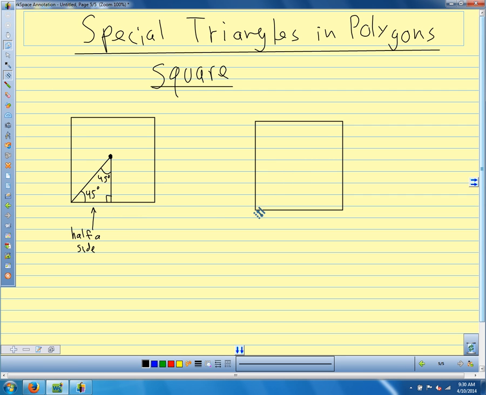The other way we get a special right triangle in a square is by dividing it straight in half. There's my center. That is a 45, 45, 90 triangle. So sometimes we'll need to use this information to find pieces of a square. So squares give us 45, 45, 90 triangles. I can use the rules for 45, 45, 90 triangles to find sides, legs, and hypotenuses of these triangles.